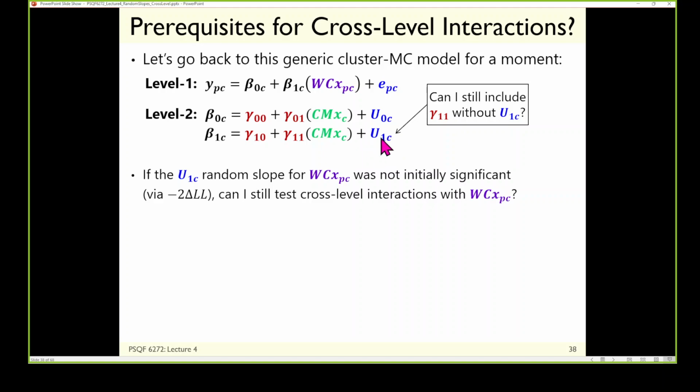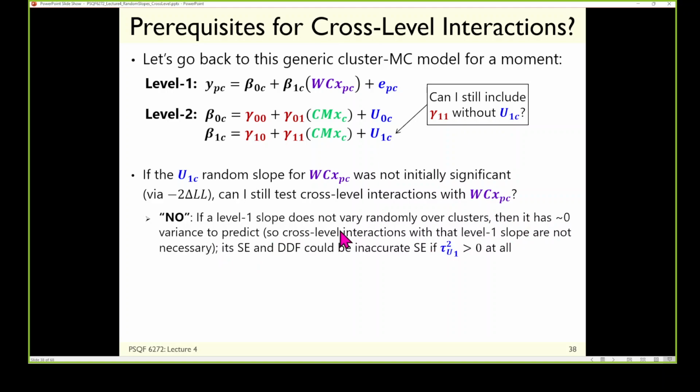And people fight about this, and there's two different perspectives. Some people would say, nope, you're done. The logic is, if there's not enough of a signal to add U1, if there's not evidence of cluster differences in the effect of this predictor in the first place, how are you going to predict those non-differences? The model is saying this is a constant. How are you predicting variance that doesn't exist? And to the extent that the variance of U1 is there at least a little bit, even if it's not significant, you will end up with higher type 1 error rates than you should for testing this cross-level interaction.